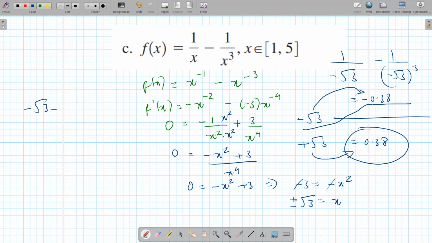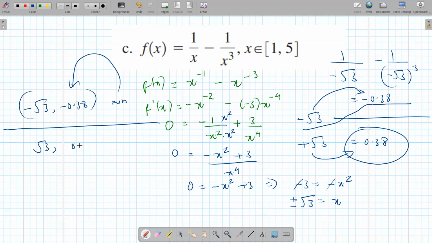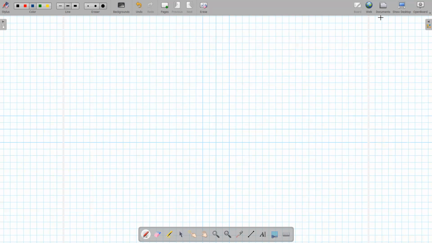So these are your points, right? Negative root 3, negative 0.38. That must be a minimum, right? Look at the y value. It's negative 0.38. Whereas for the positive root 3, we got a positive 0.38. So that must be its maximum. Okay. So root 3 is the max. When x is root 3, you get a maximum. When x is negative root 3, you get a minimum of this function.